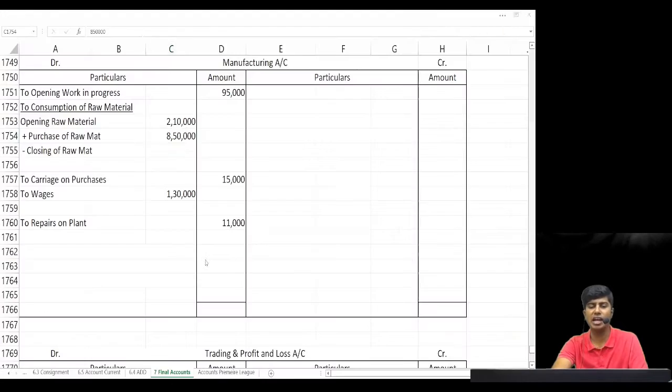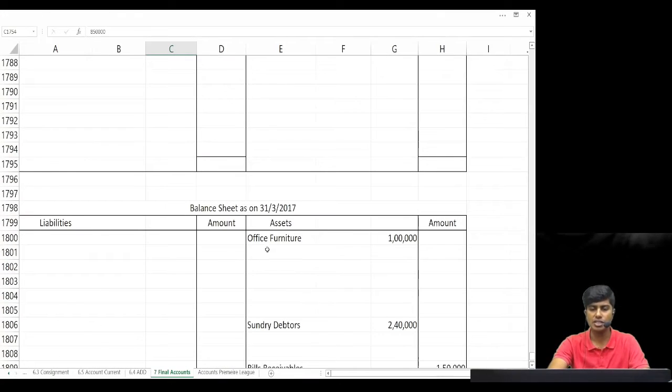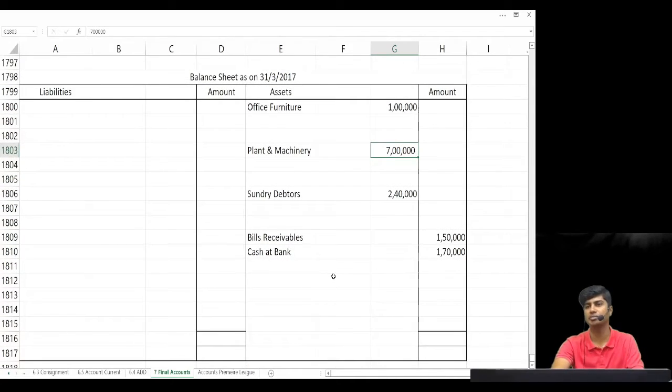What do we have after that? Plant and machinery 7 lakh. Balance sheet asset. Yes or no? Adjustment is there. So keep it in inner column. 7 lakh plant and machinery balance sheet asset side.